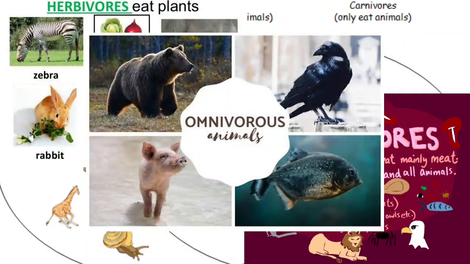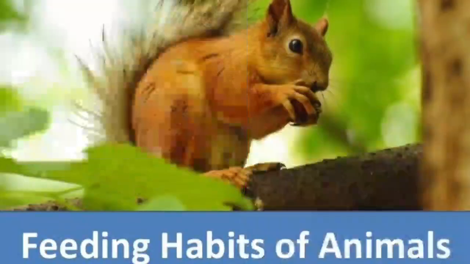Omnivores. Omnivores are animals that eat both plants and animals, like sparrow eats seeds as well as small insects and caterpillars. So examples of omnivores: sparrows, human beings, crows, cockroaches, etc.